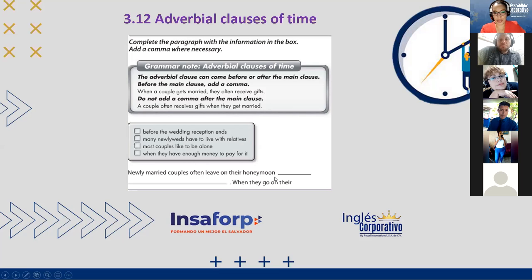So we need to complete the paragraph using this information, right? So we have newly married couples often live on their honeymoon. And then you can complete this paragraph and remember to use commas where necessary. I'll give you time. You can do that individually and you can do it in your notebook.